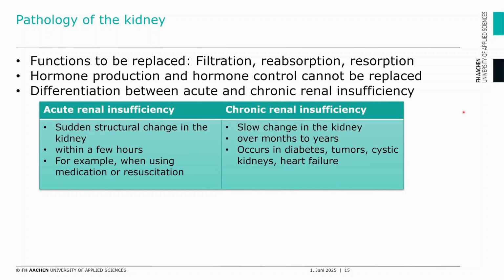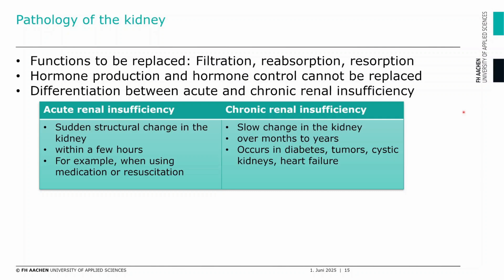What can damage the kidney so that the patient has the indication to undergo dialysis therapy? A distinction is made between acute and chronic renal insufficiency. Acute renal insufficiency occurs when there are sudden structural changes in the kidney. This can happen, for example, when certain drugs are administered during resuscitation. Damage to the kidney occurs within a few hours. In the case of chronic renal insufficiency, failure only occurs after months to years.